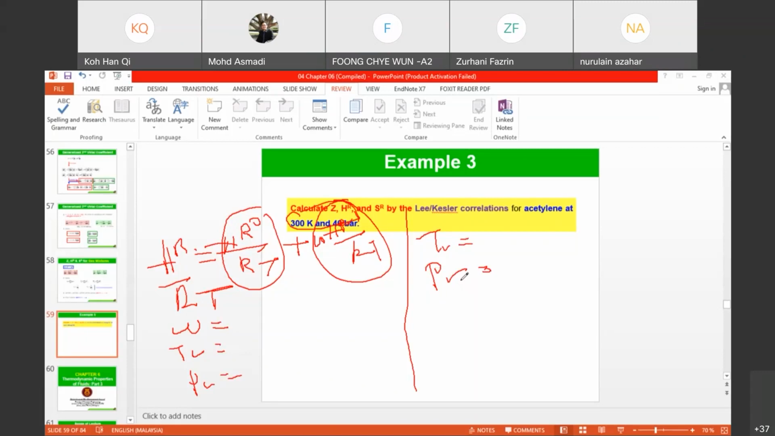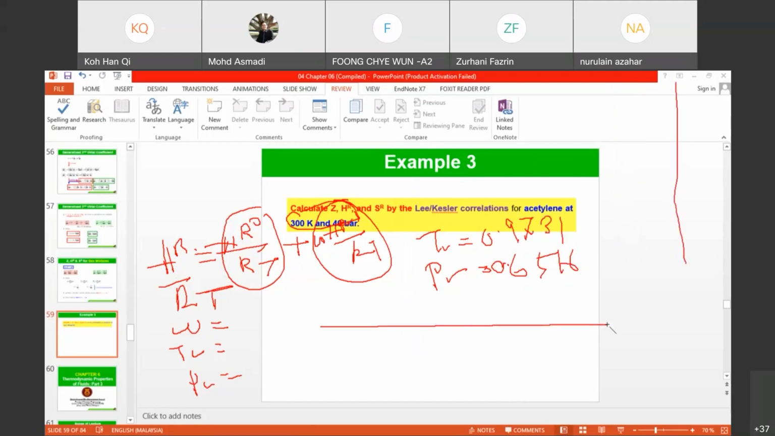Okay, so if you look at the table E5 to E12, if you calculate PR, you can get 0.6516, and TR is equal to 0.9731. Okay, from the table, if you look there, 2, 4.